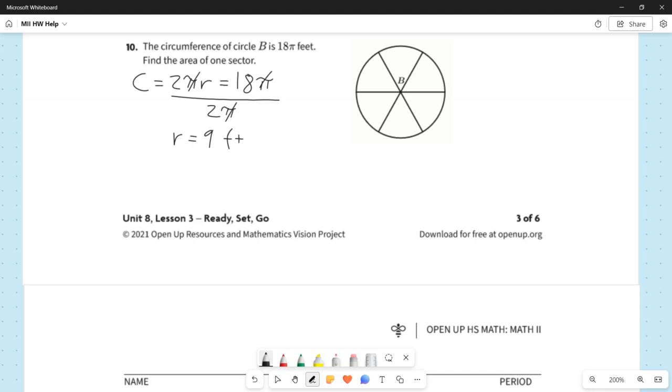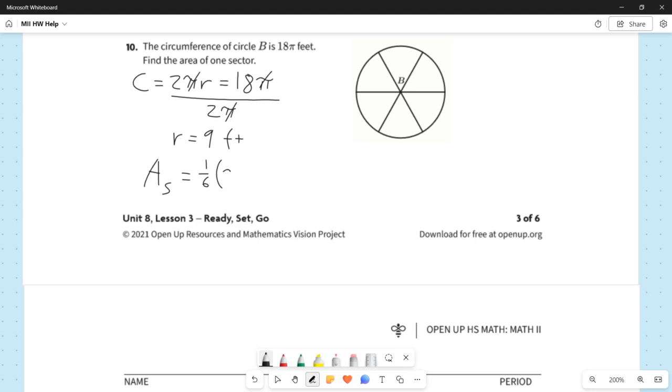The question is, what is the area of one sector? Similar to question number 9, we're not really told that all of these sectors are congruent, but I think it's safe to assume that they are. That means all of our central angles are also congruent. We have 6 sectors, all congruent to each other, and all 6 combined form the entire circle. So the area of one sector is simply 1/6 of the area of the entire circle.